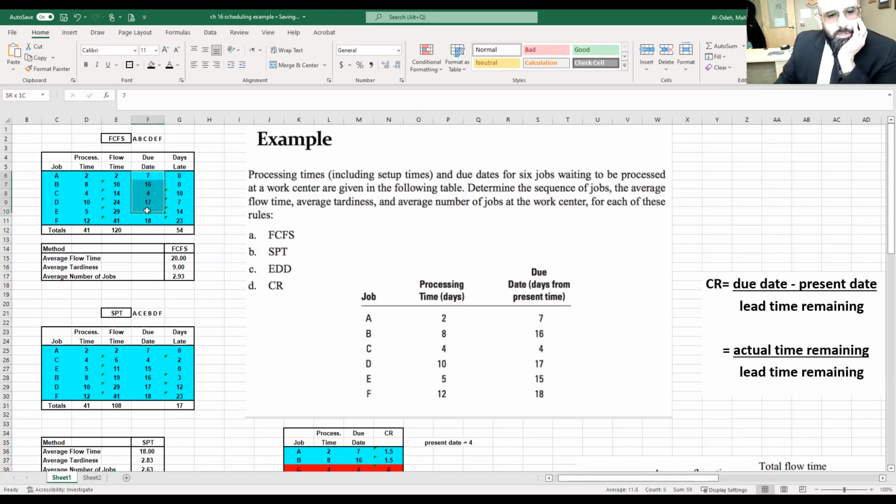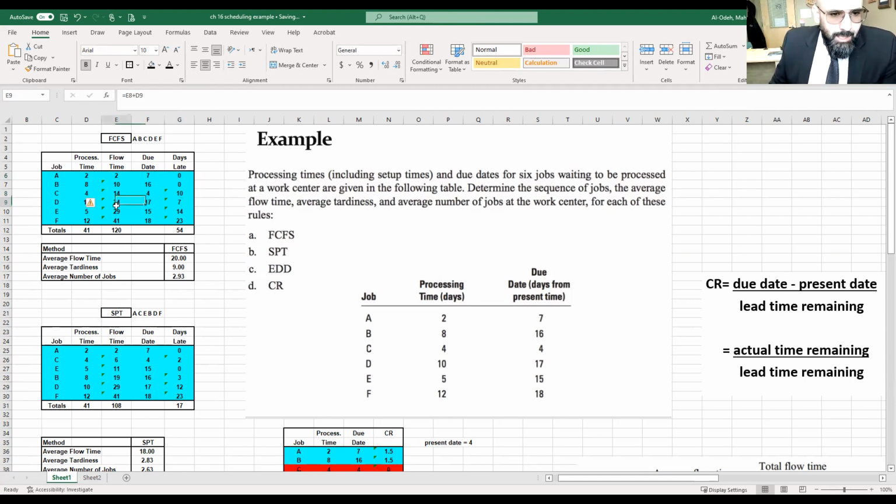Now the due date is given to you by the question. And now your job is to find out if there's any late in these orders by comparing the due date and the flow time. So the flow time is less than the due date, so we don't have any delay. Same thing for B. For C, we have a delay because the due date is for day 4, and we're going to finish it on day 14.